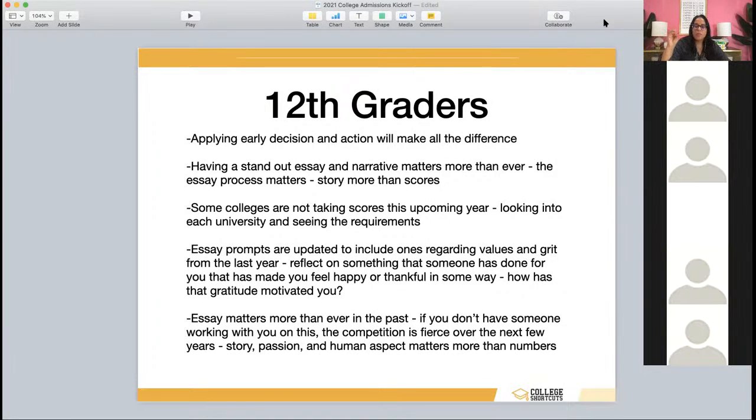So from this perspective, as we can see, essays matter more than ever in the past. If you don't have someone working on this, the competition is fierce over the next few years. It's going to be a story, passion. The human aspect matters way more than the numbers. So I just want to make it very clear for 12th graders. I know we've got some families here that have 12th graders.